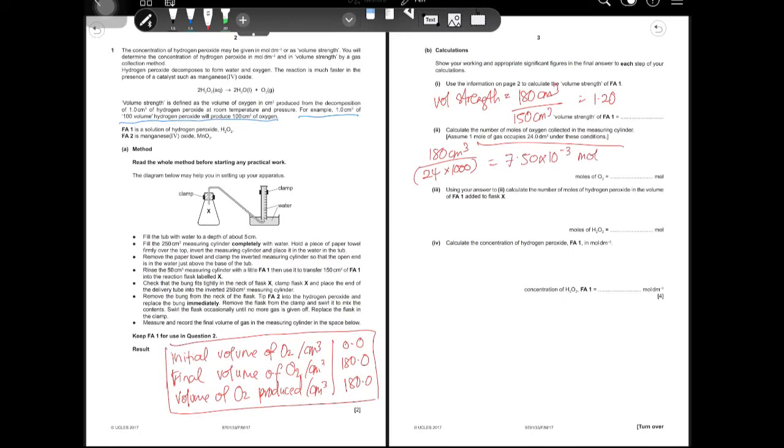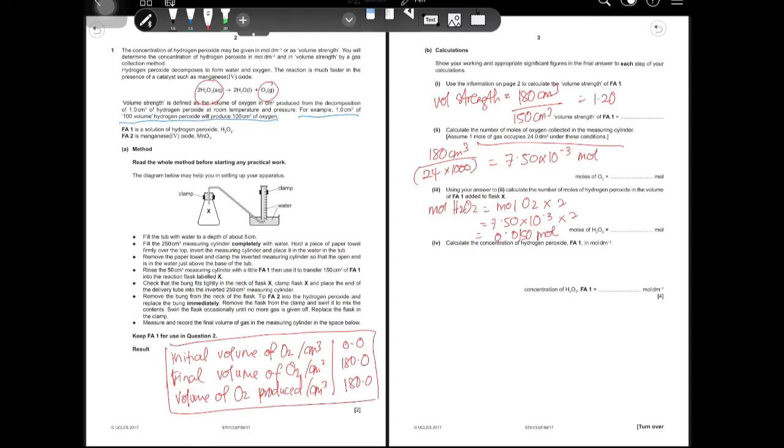Use your answer to 2 to calculate the number of moles of hydrogen peroxide in the volume of FA1 added to flask X. From the balanced equation, we can see that the ratio of oxygen to hydrogen peroxide is 1 to 2. Hence, the moles of hydrogen peroxide must be the moles of oxygen multiplied by 2. So we have 7.5 × 10⁻³ times 2, we have 0.0150 mole.